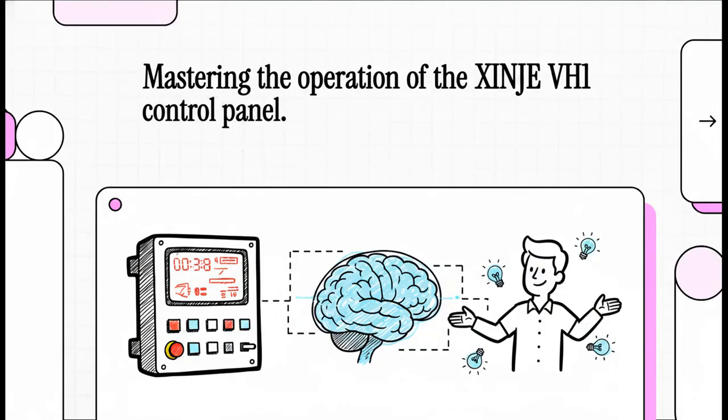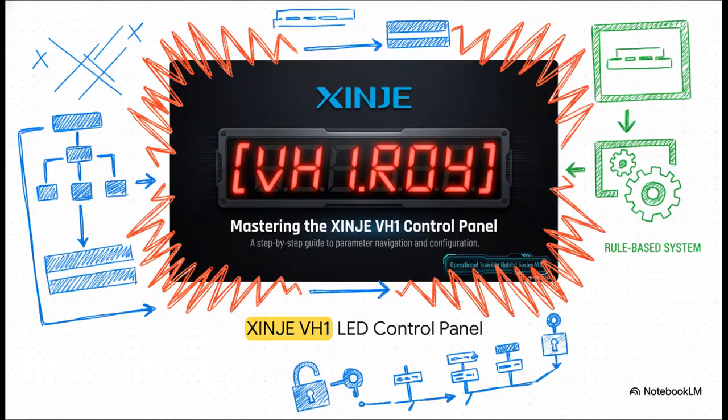Look, if you've ever found yourself standing there in front of an industrial control panel, staring at those glowing red numbers and wondering how to actually make the machine do what you need it to do, you are definitely in the right place. Today, we are going to completely demystify the XINJE VH1 control panel. We're going to take what often feels like a super cryptic, intimidating digital interface and transform it into a highly intuitive tool that you can operate with absolute confidence. All right, let's dive right into it.